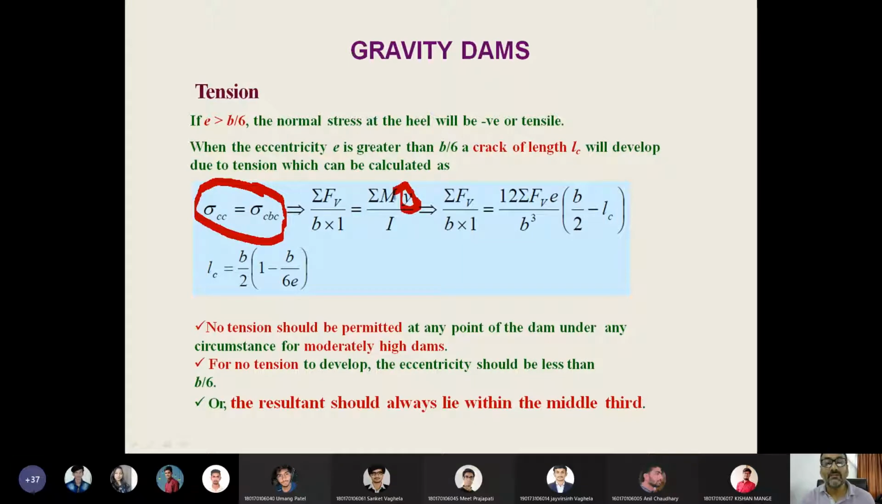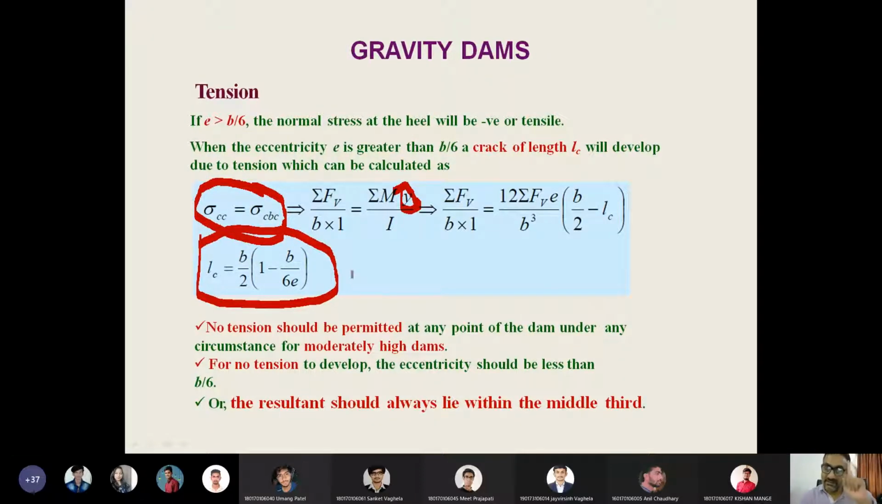When the eccentricity e is greater than B by 6, a crack of length LC will develop due to tension, which can be calculated like this, and the value of y is taken as B by 2 minus LC. If we do the calculation, then LC comes out as B by 2 times (1 minus 6e by B)... This is just an equation.